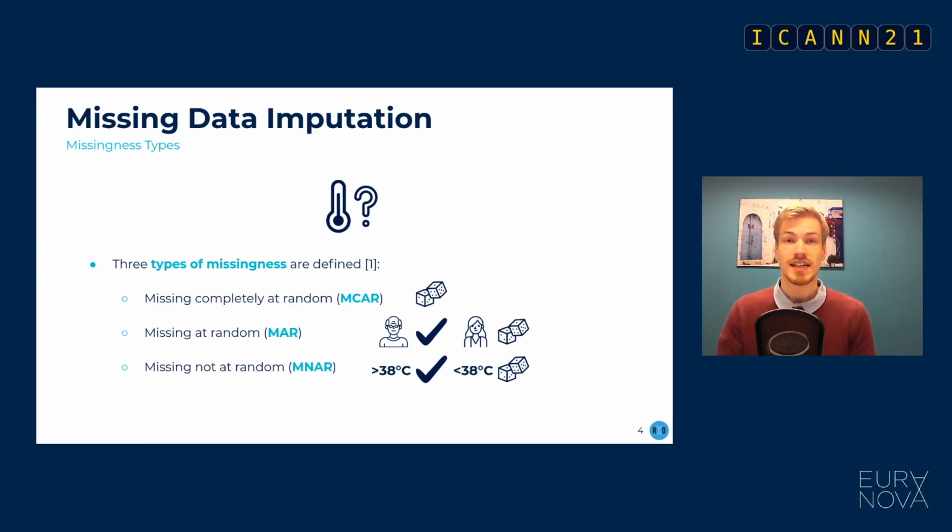This categorization is used in the literature for different aspects that are out of the scope of this video, including an analysis of the bias introduced in the dataset and the methods suitable to deal with it. Paradoxically, the more professional you are as a doctor, the more difficult it will be to manage the missingness. Draw your conclusions.